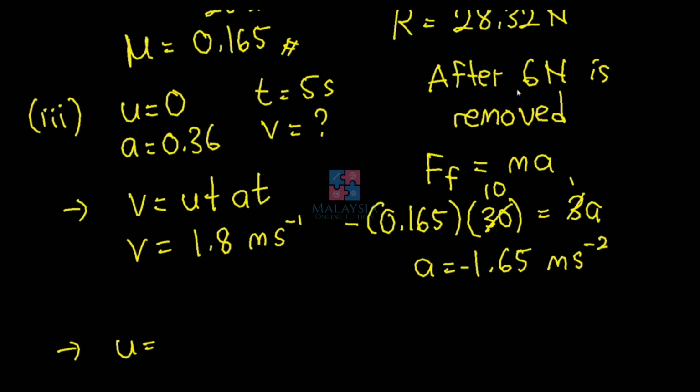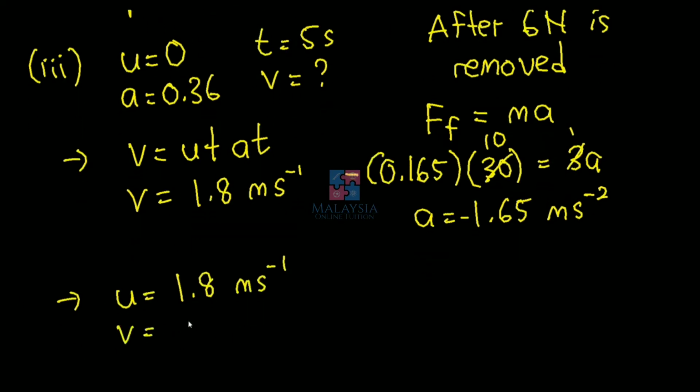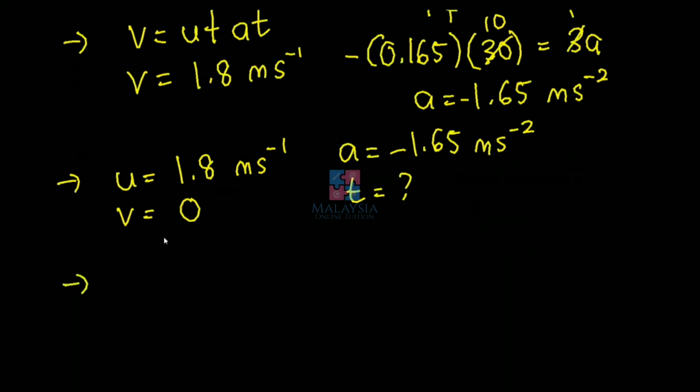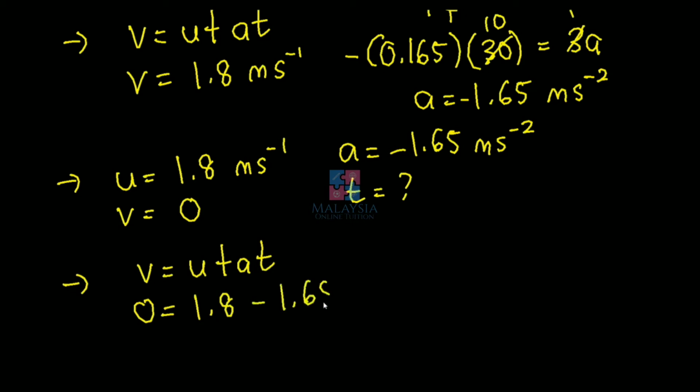This final velocity before the 6 Newton is removed will be the new initial velocity. So 1.8 meters per second. And then our V, final velocity, will be 0 since we want this block to decelerate until it is at rest. And then our A is negative 1.65 meters per second squared. And we can find the time taken for it to decelerate to rest. So based on these 4 parameters, we can use V equals U plus AT.